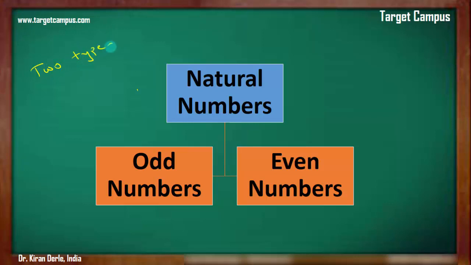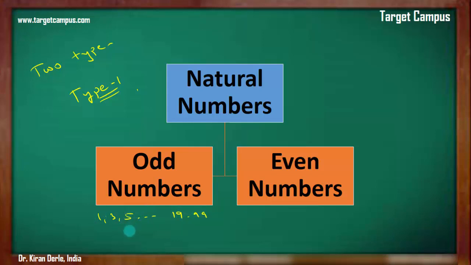So natural numbers can be divided into two types. This is one type we are seeing. This slide which we are seeing is type 1, right? Natural numbers can be segregated as odd numbers and even numbers, right? So what are the odd numbers? 1, 3, 5, 9, 19 is an odd number, 99 is an odd number, right?